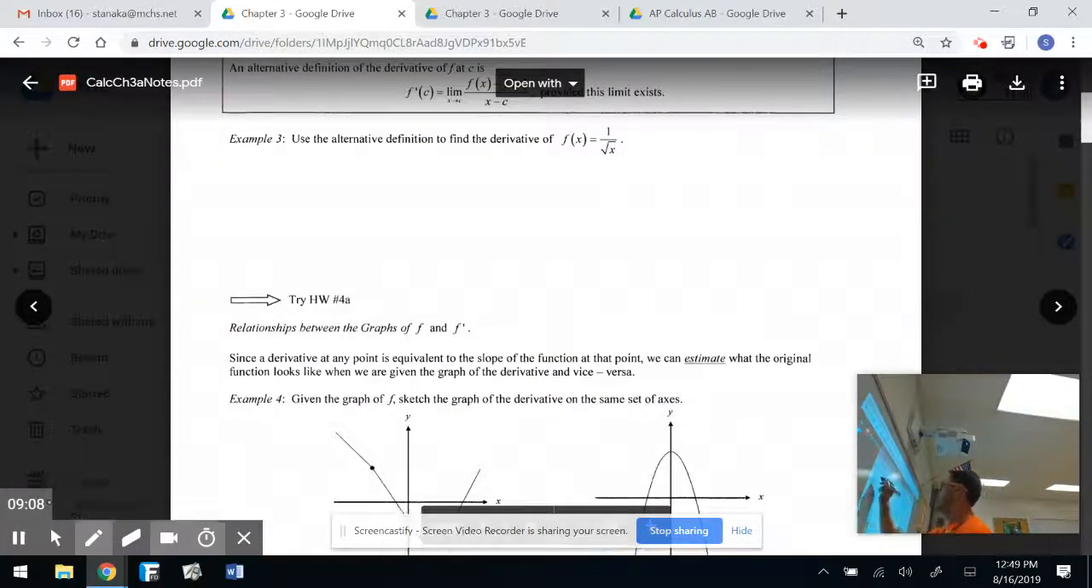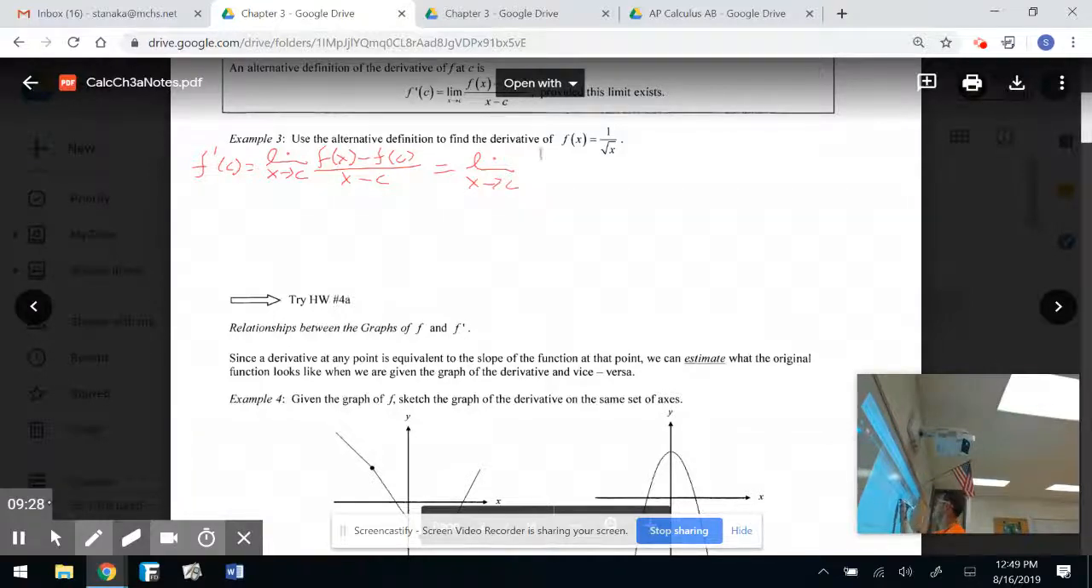We'll see how it goes. All right, here we go. F prime of c is equal to the limit as x approaches c of f of x minus f of c all over x minus c. So I could do some side work, but this is pretty easy to get some substitution going on. I get the limit as x approaches c.